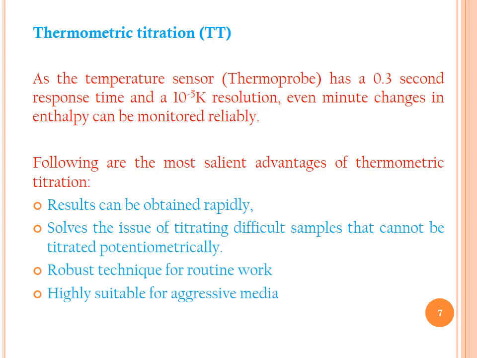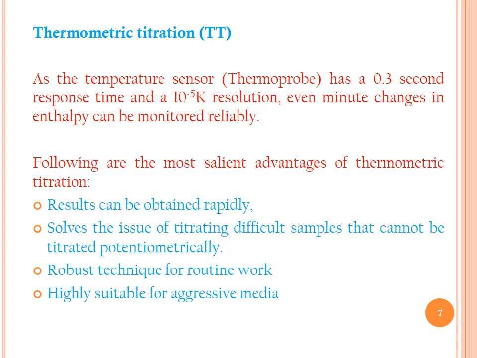So this is the advantage of TT over the manual type of titrations. Following are the most salient advantages of thermometric titration. Results can be obtained rapidly. It solves the issue of titrating difficult samples that cannot be titrated potentiometrically. Potentiometric titrations are those in which the EMF of the reaction mixture is measured as a result of the reaction of titrant and titrand.